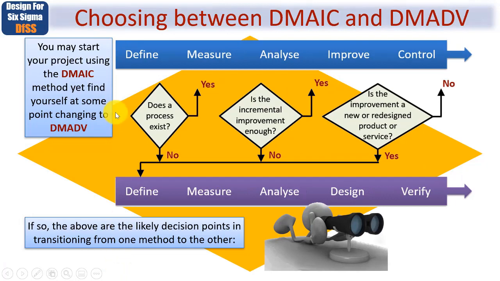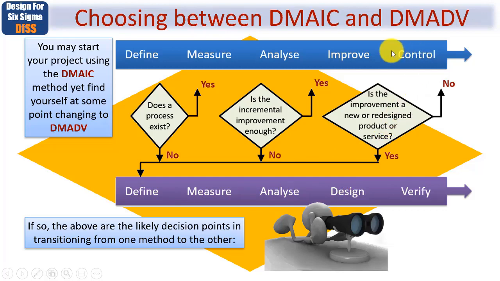So here's DMAIC at the top and here's DMADV at the bottom. So asking the question, does a process exist? Fairly obvious first question. If the answer is no, then you'll be using DMADV because you'll be developing a new process. If it does exist, then you want to go to the DMAIC route. Another question: is the incremental improvement enough? If it's no, then you need to use DMADV. If it's yes, continue using DMAIC. Third question: is the improvement a new or redesigned product or service? Fairly obviously, if it's yes, you're going to be using DMADV. If no, you're using DMAIC.